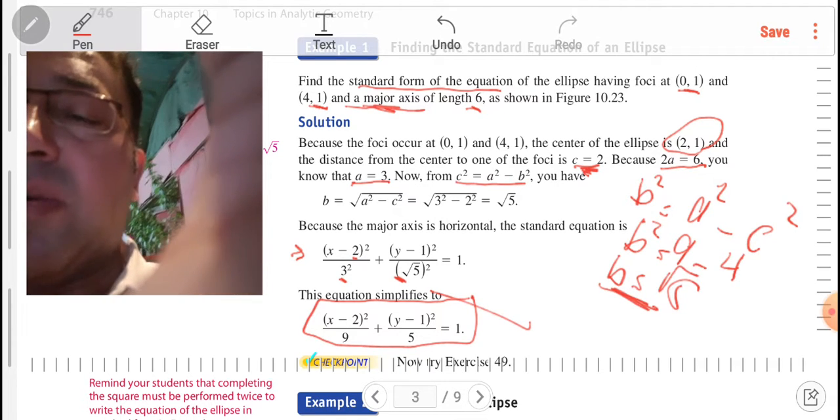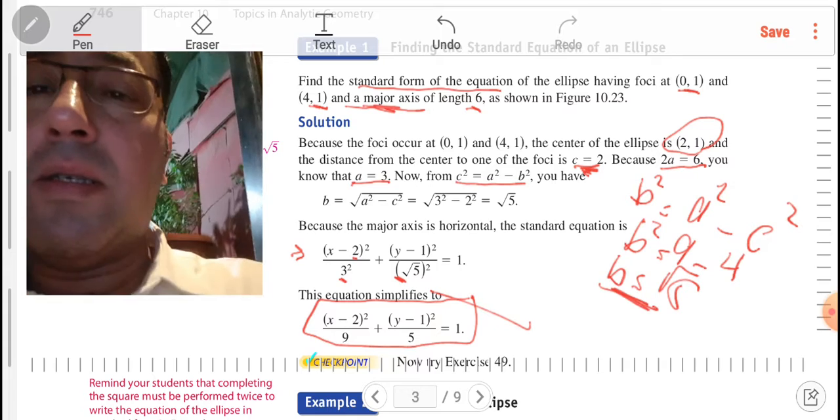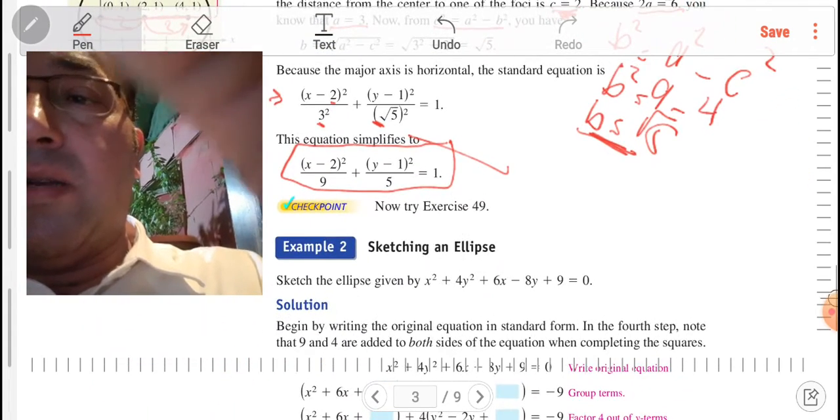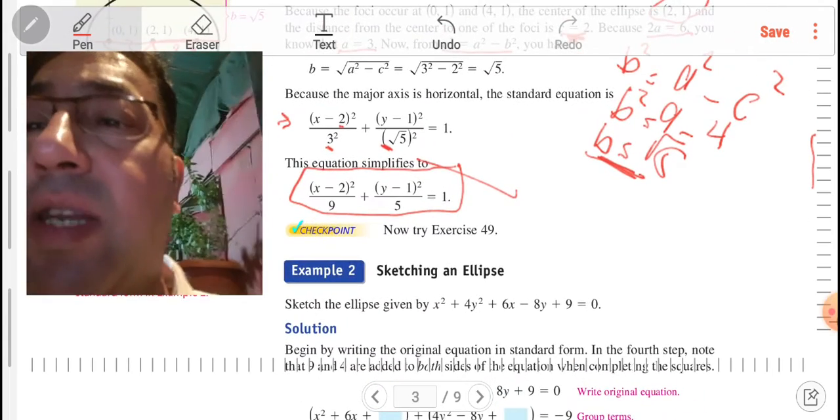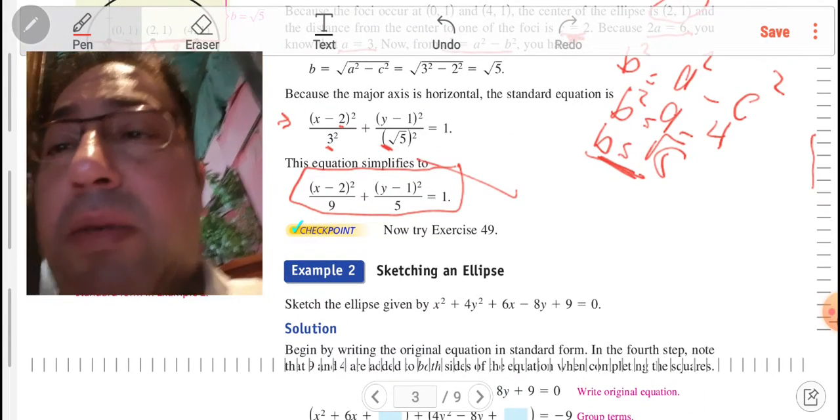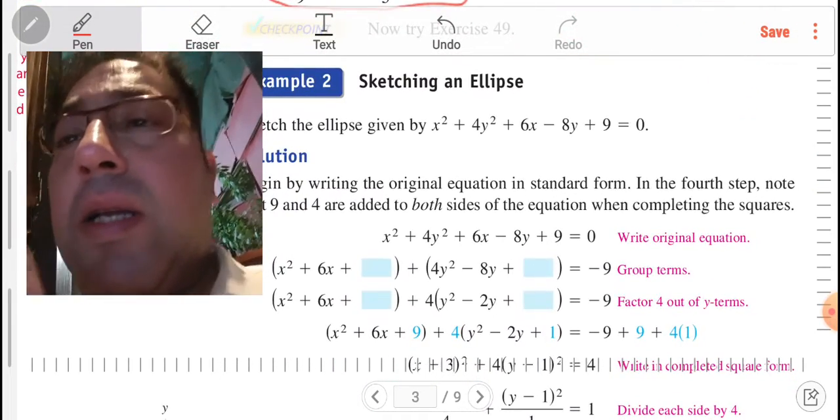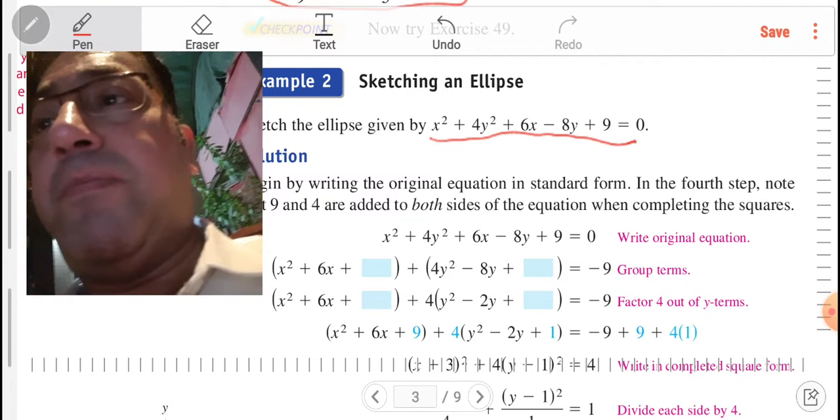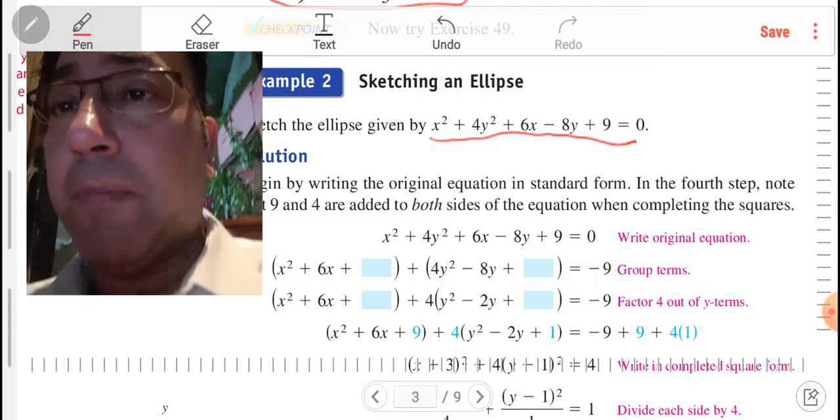So we have finished our work. But now we can just rewrite the equation in the standard form. If the equation is in this style, and we want to write it in the standard form, how can I rewrite this style into standard form? Let's see. It's very easy.